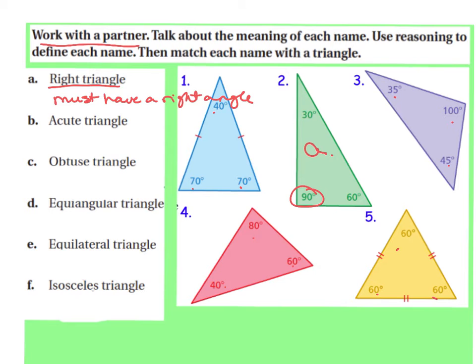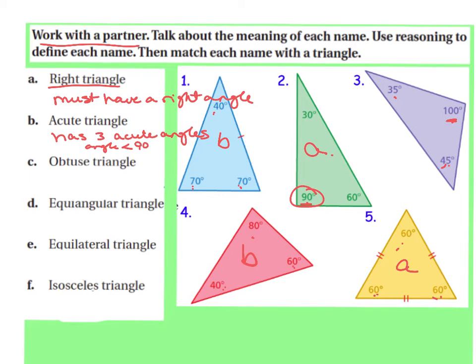An acute triangle has 3 acute angles. Okay, so acute, remember, is the angle has to be less than 90 degrees. So number 1, all 3 are acute. So this is an acute triangle. We're not going to count this one because it has a 90 degree. Number 3 has one that's 100. Number 4, all are acute. So this is an acute triangle, as is number 5, all of them are acute.